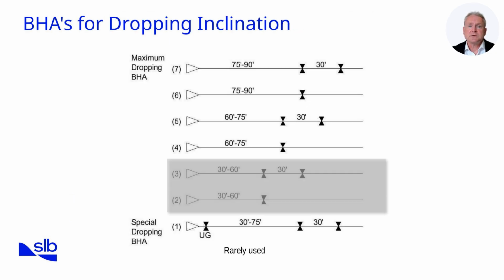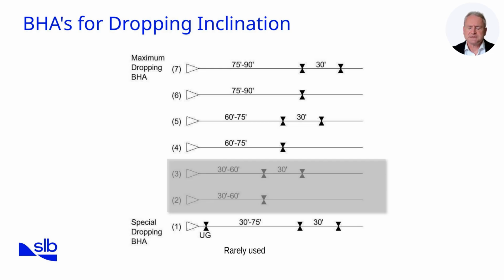Dropping BHA relies on the pendulum principle, where the bit naturally hangs lower than the string due to gravity. In these assemblies, the near bit stabilizer is often under gauge, reducing the upward side force and enhancing the pendulum effect. While they can effectively reduce angle, dropping BHAs are less controllable than build or hold designs.